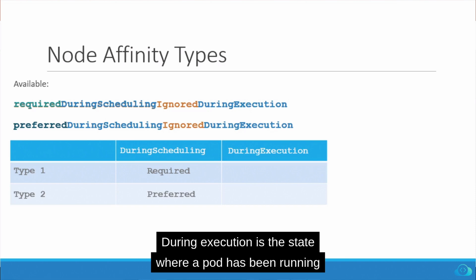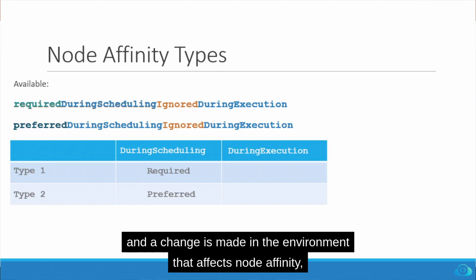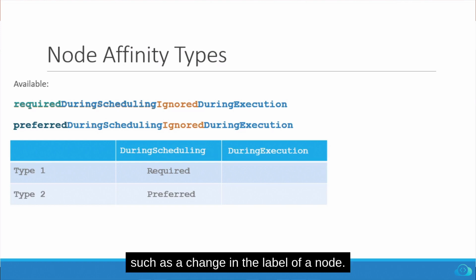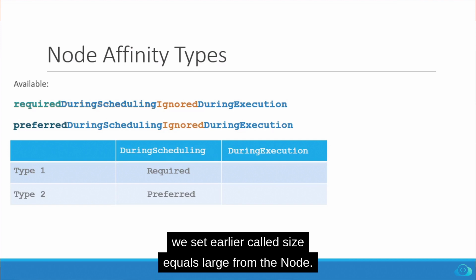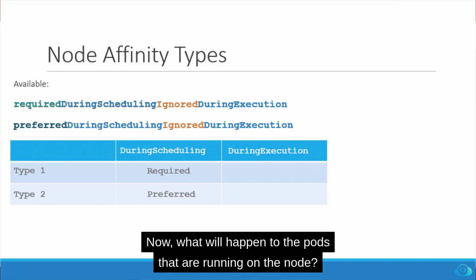During execution is the state where a pod has been running and a change is made in the environment that affects node affinity, such as a change in the label of a node. For example, say an administrator removed the label we set earlier called size equals large from the node. Now what would happen to the pods that are running on the node?